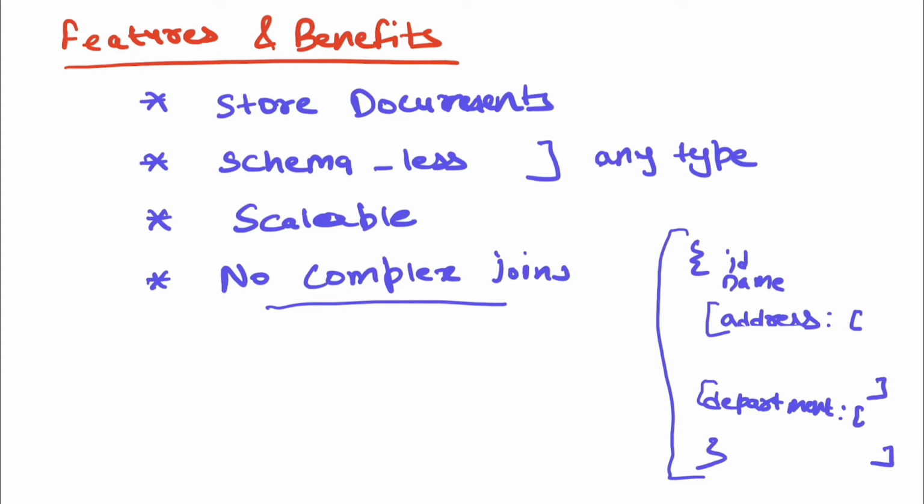So these are certain features and benefits. You can store any kind of document, it's schemaless, it's scalable, and you don't need any complex joins within MongoDB to fetch the data, and that's why it's faster. Now we'll talk about certain terminologies in MongoDB.